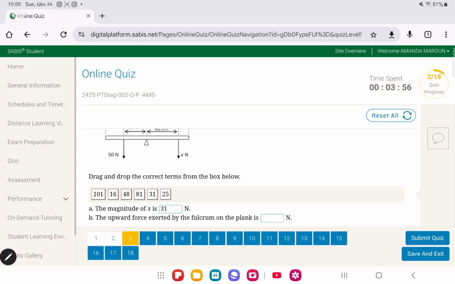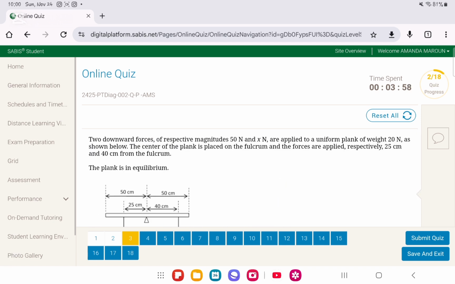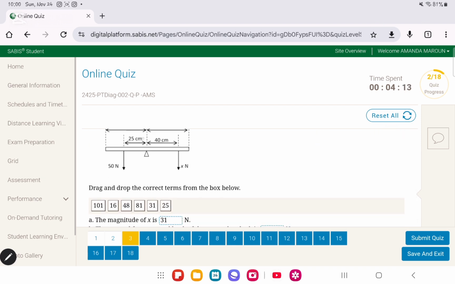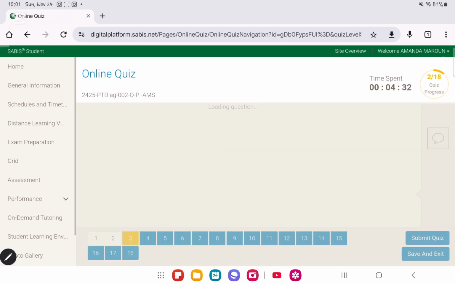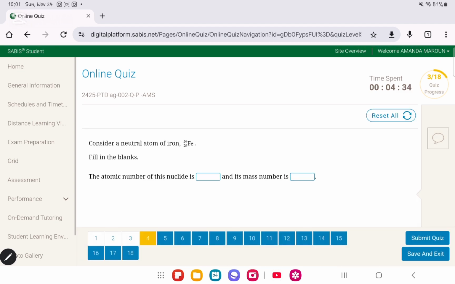Now they need the upward force exerted by the fulcrum on the plank. Okay, here this is important. If you go up and we read the full sentence, we would have noticed that there is the weight of the plank, which is 20 newtons. So we don't have only these two forces acting. We have 15 newton, 31 newton, and 20 newton of weight acting. So very simply, we know that all force upwards are equal to all force downwards if it is in equilibrium. So it's going to be 15 plus 20 plus 31, which is 66 newtons. Now we move on to question number 4.